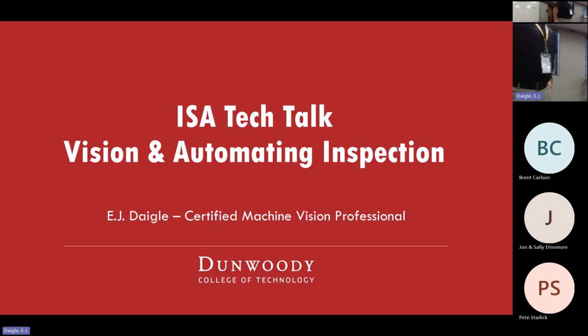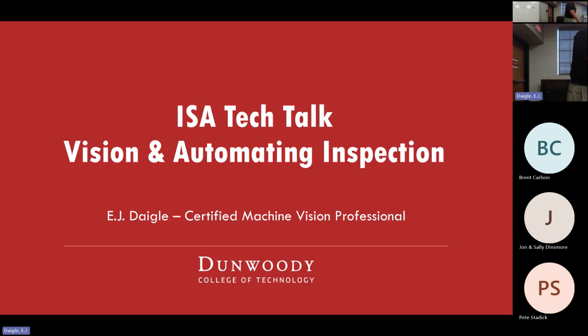All right. So just to introduce myself, my name is EJ Daigle. I'm the Dean of Robotics Manufacturing here at Dunwoody. I'm also the current president of the Twin Cities chapter of the ISA. In addition to that, what you may or may not know about me, I'm also a certified machine vision professional through the A3, which is the Association for Advancing Automation. What it used to be, AIA, now it's called A3. So that's what it is.